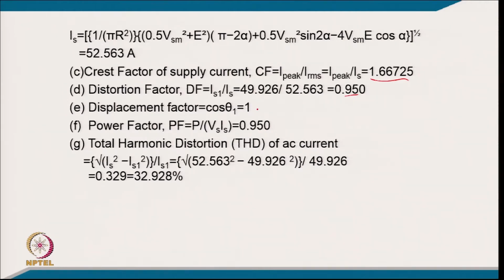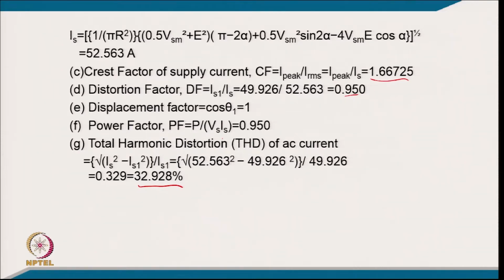The displacement factor here is 1 because the fundamental current and fundamental voltage are in phase. So, your theta 1 is 0, that is cos theta 1 equal to 1, and power factor is typically P upon Vs Is, that is 0.95, the multiplication of both also. And the total harmonic distortion of AC mains current is the square root of Is square minus Is1 square upon Is1. So, putting the values, we get the THD here as 32.928.